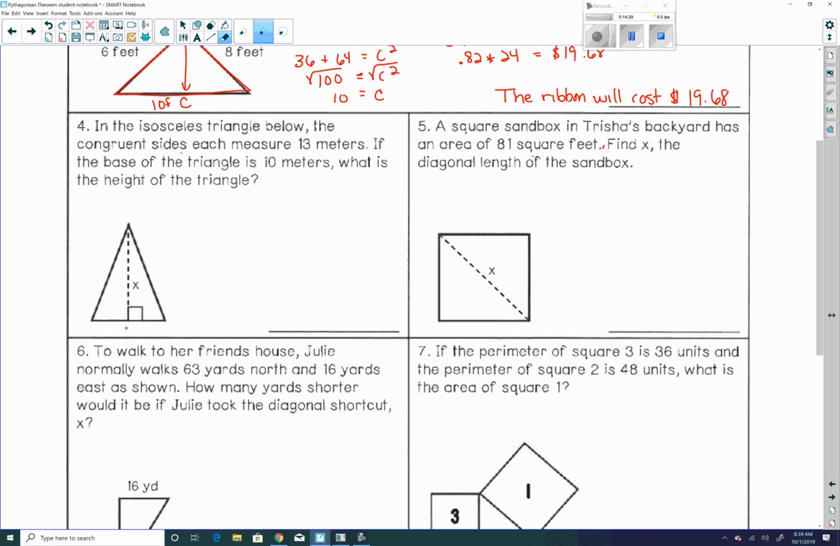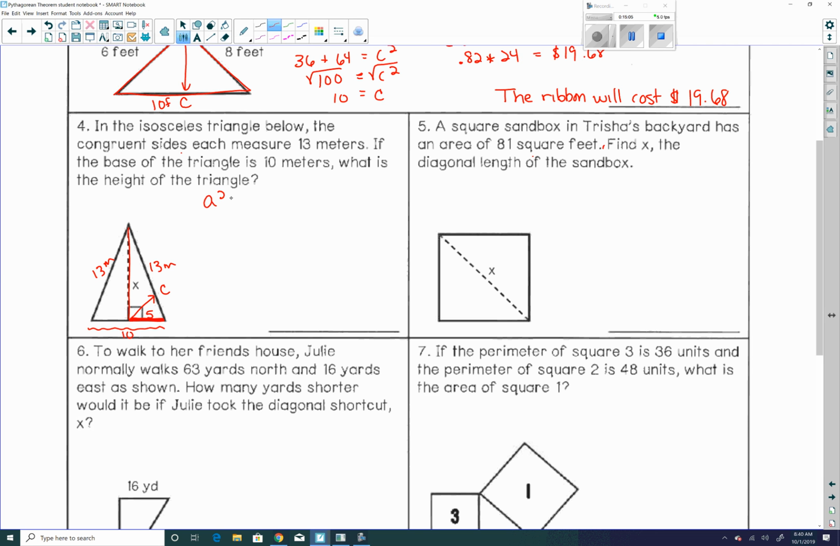In the isosceles triangle below, the congruent sides each measure 13 meters. So this one's 13, and this one's 13. And these are meters. If the base of the triangle is 10 meters, what is the height of the triangle? So this entire base is 10. So that means this little part of the base over here is going to be half of 10, or 5. So if I'm looking at this, I've got my C side. I've got one leg. I'm looking for the other leg.